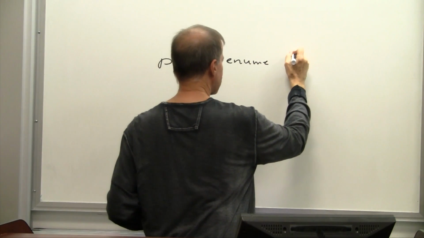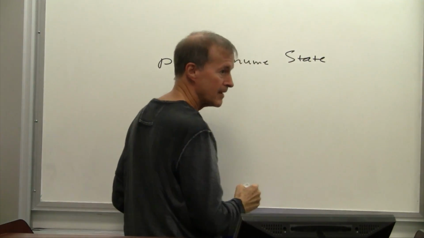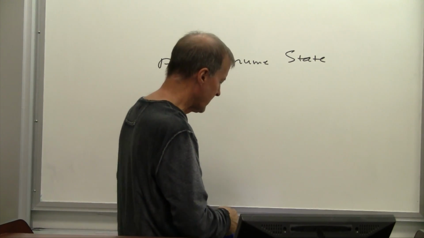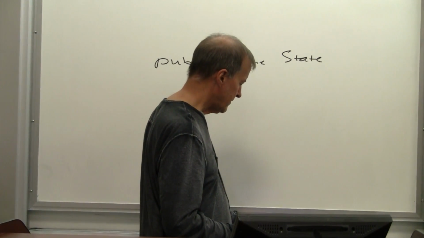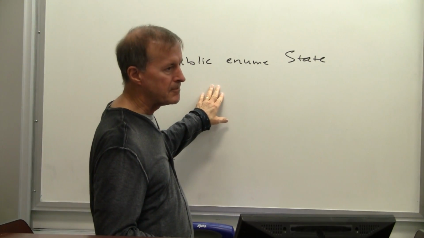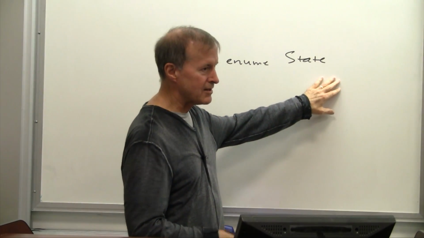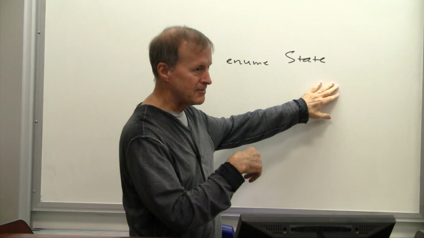Question? Okay, what's the phrase? Enum. We have a thing in there called public enum state. Good question. Does that go in the tokenizer? Oh, no. This is in a file all by itself, the enumerated type, because there's more to this. It has the values of the state.